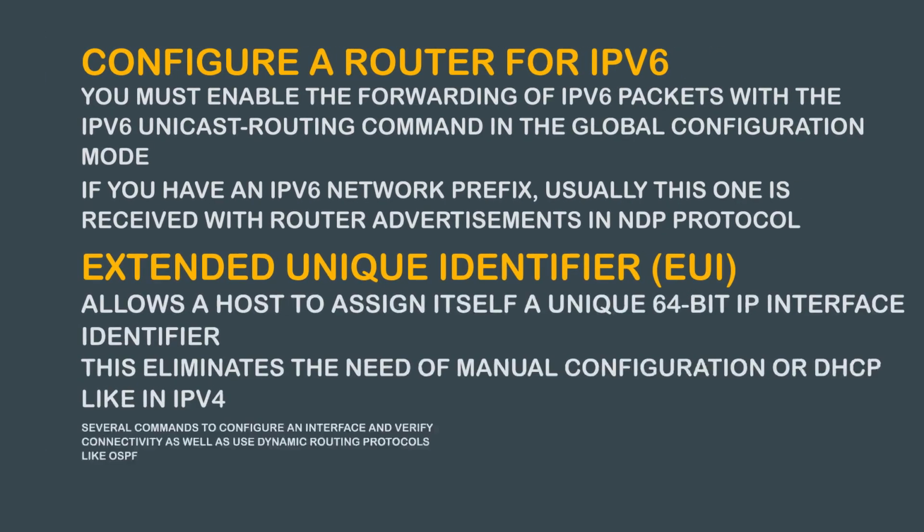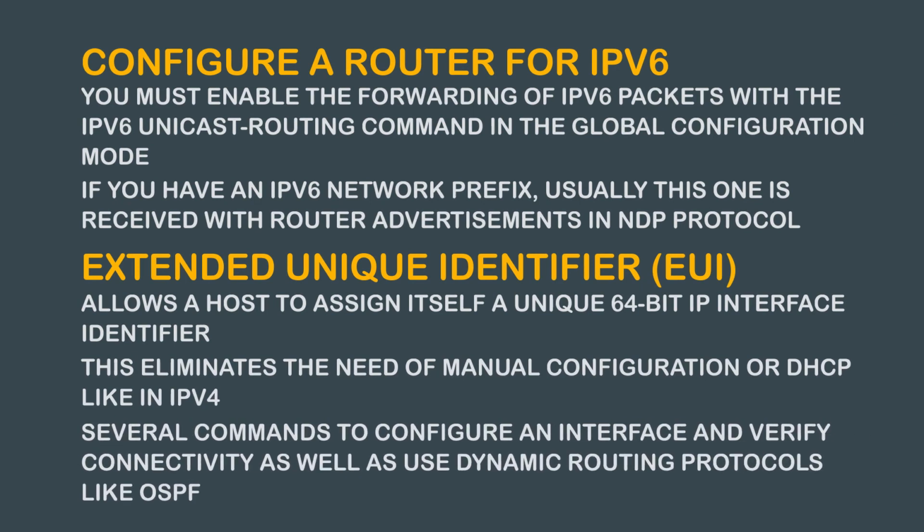In conclusion, we discussed how to configure a router for IPv6. Before you configure the router, you must enable the forwarding of IPv6 packets with the ipv6 unicast-routing command in the global configuration mode. If you have an IPv6 network prefix, usually this one is received with router advertisements in the NDP protocol. The Extended Unique Identifier (EUI) allows a host to assign itself a unique 64-bit IP interface identifier. This eliminates the need of manual configuration or DHCP like in IPv4. We also covered several commands to configure an interface and verify connectivity, as well as use dynamic routing protocols like OSPF.